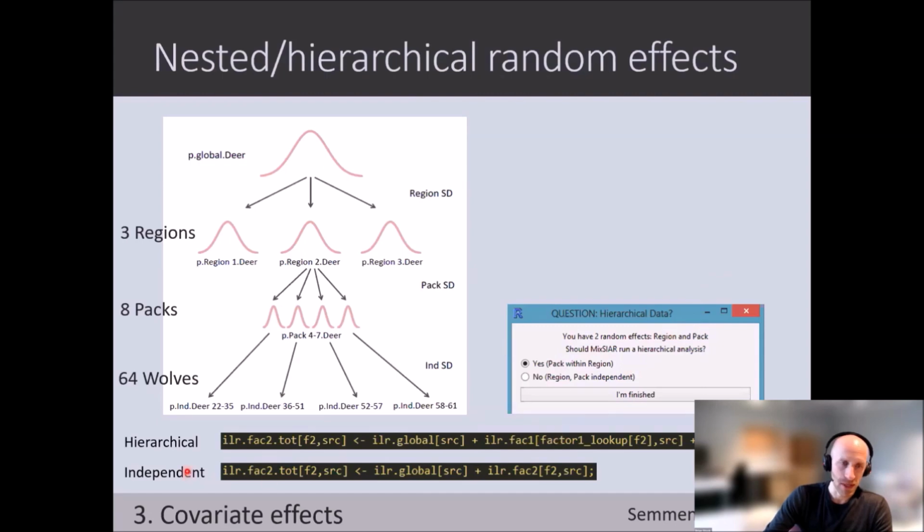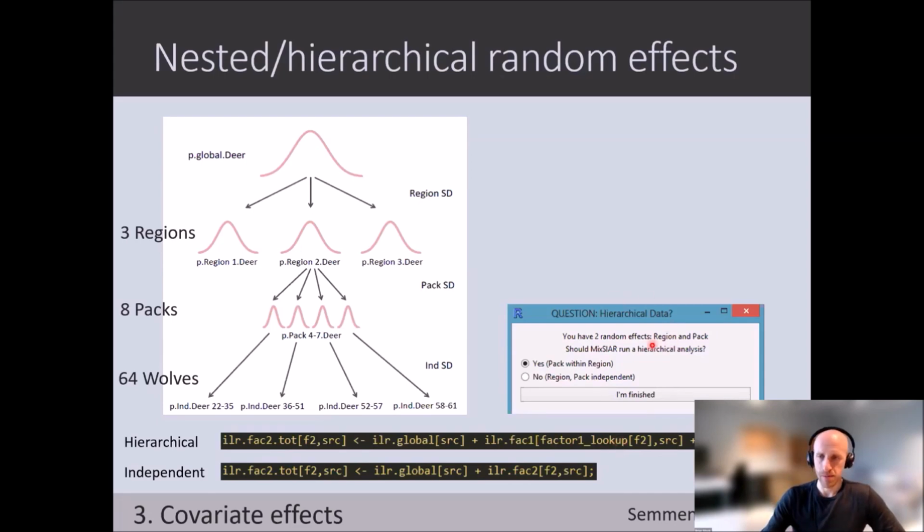So you can do this. If you have multiple effects, you can say that they're independent or they're hierarchical, and the only difference is that when you want the estimate of pack 4, it either will just take the global estimate plus the deviation for that level of that factor, or it will also add the offset for the region that pack is a member of.